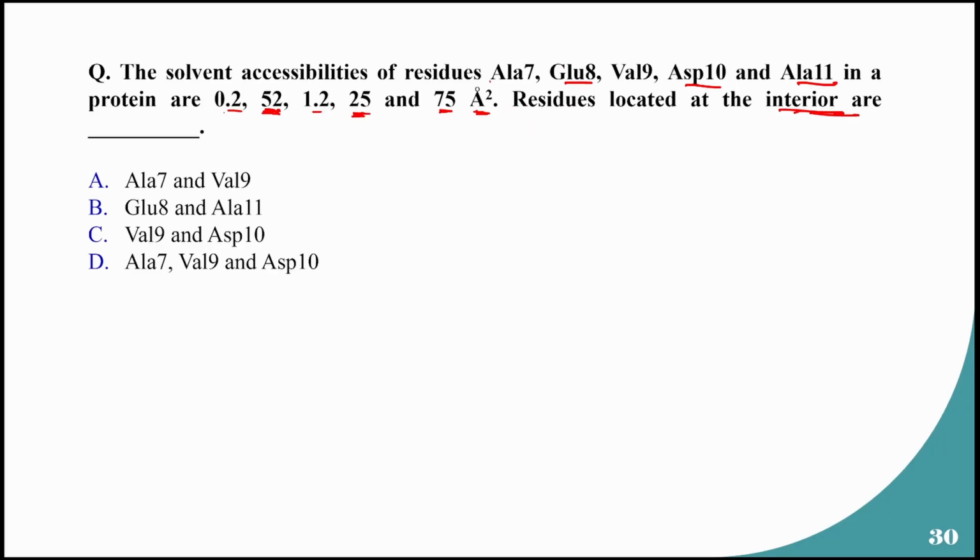On the other hand, you will see that alanine 7 and valine 9 have solvent accessibility values of 0.2 and 1.2. This means that alanine 7 and valine 9, due to having very low solvent accessibility values, should be located at the interior position in this case. Okay, so that's how you figure out this sort of question.